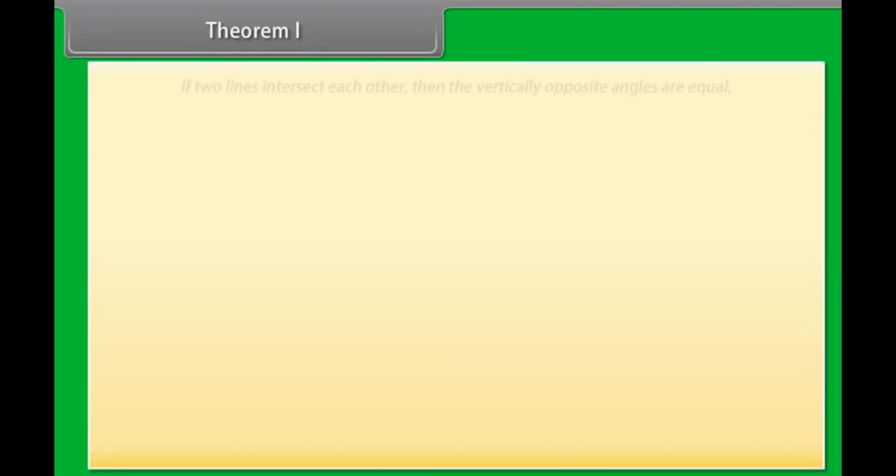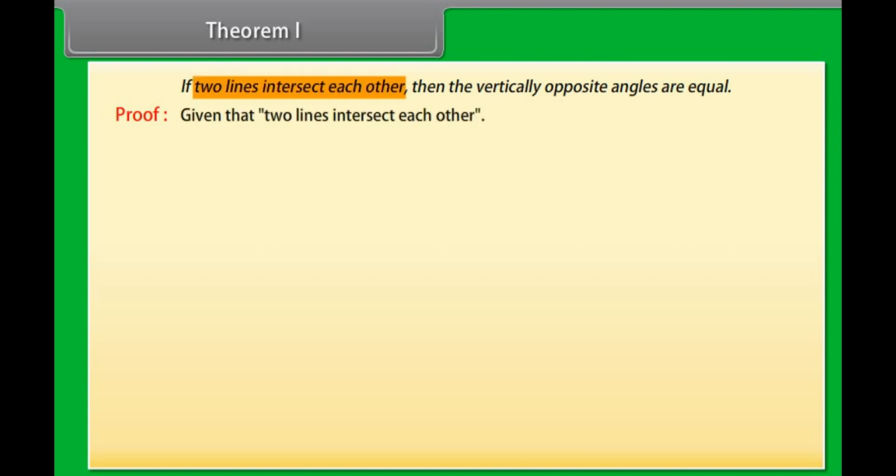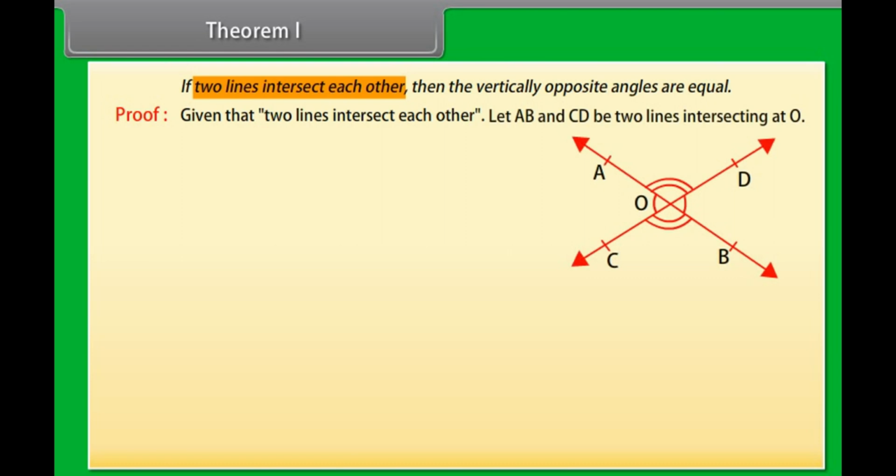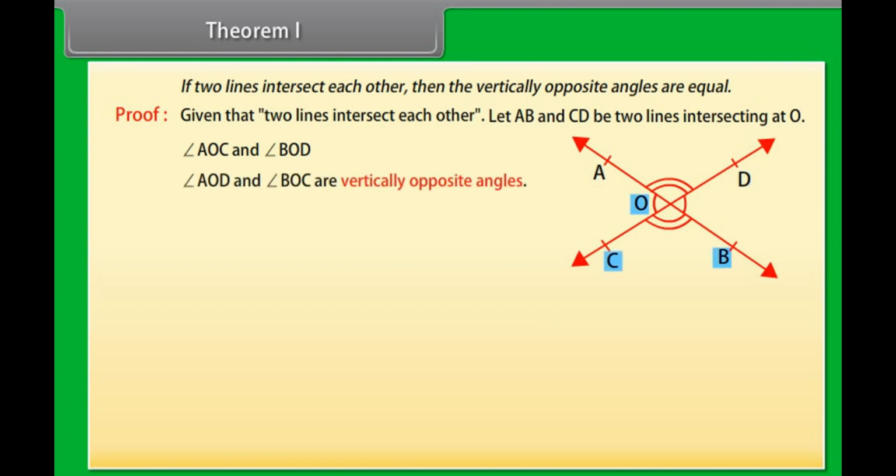Theorem 1. If two lines intersect each other, then the vertically opposite angles are equal. Let's prove this theorem. In this statement, it is given that two lines intersect each other. So, let AB and CD be two lines intersecting at O. They lead to two pairs of vertically opposite angles, namely, angle AOC and angle BOD, angle AOD and angle BOC. We need to prove that angle AOC is equal to angle BOD and angle AOD is equal to angle BOC.